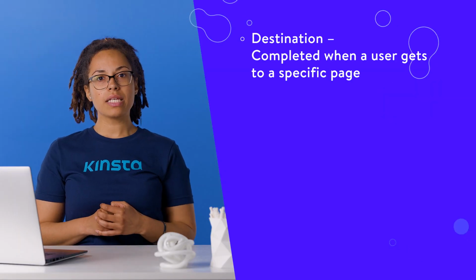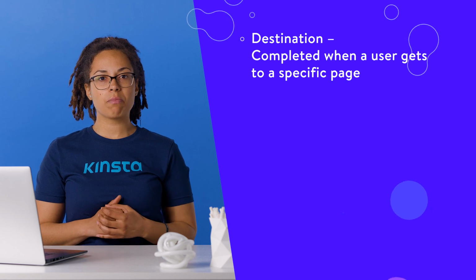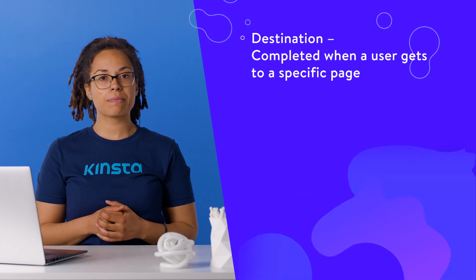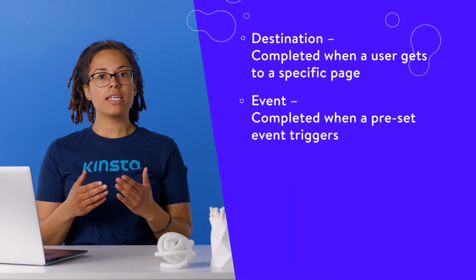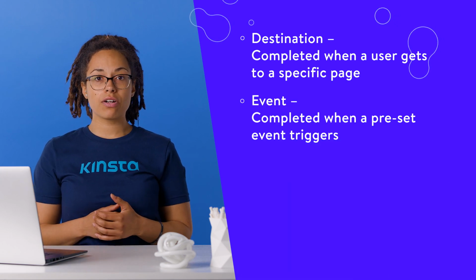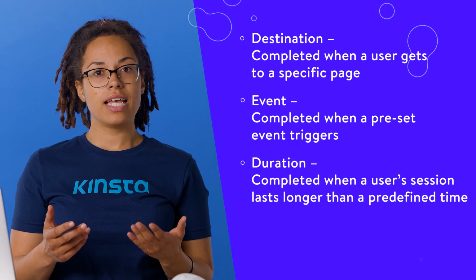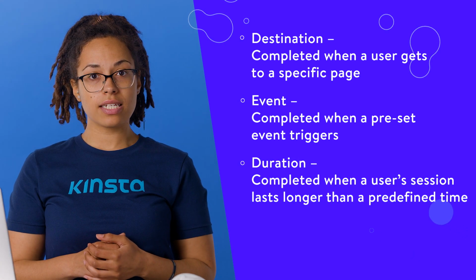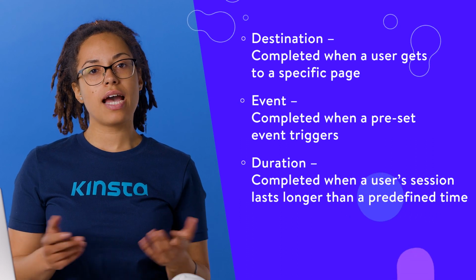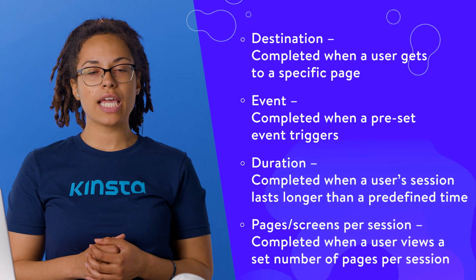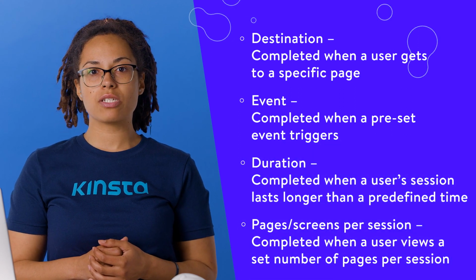Destination: completed when a user gets to a specific page. Think product listing, order confirmation, or thank you page. Event: completed when a preset event triggers, like watching a video or sharing something to Twitter. Duration: completed when a user's session lasts longer than a predefined time. And pages or screens per session: completed when a user views a set number of pages per session.